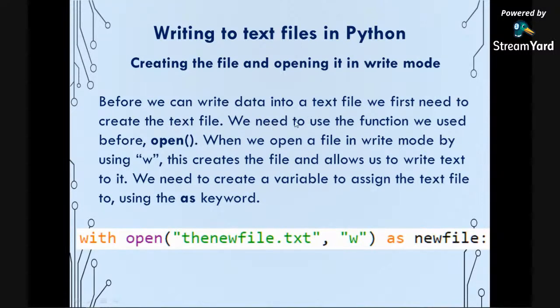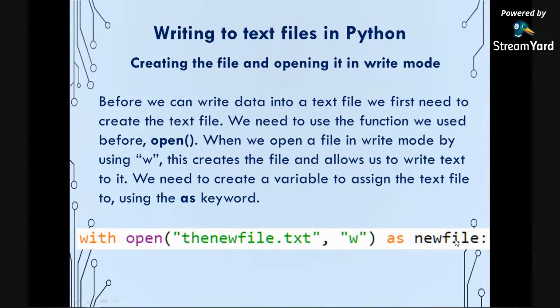So we need to create the text file. We need to use the function we used before, this open function. When we open a file in write mode by using this W, it creates the file and it allows us to write text to it. And we need to create a variable to assign the text file to using the as keyword.